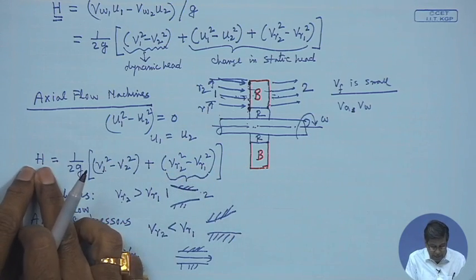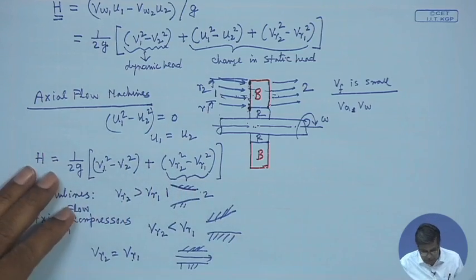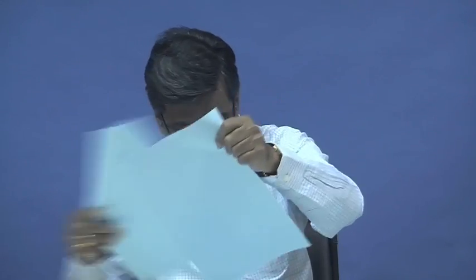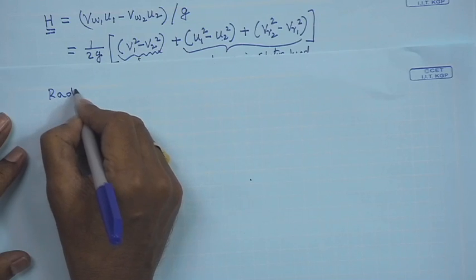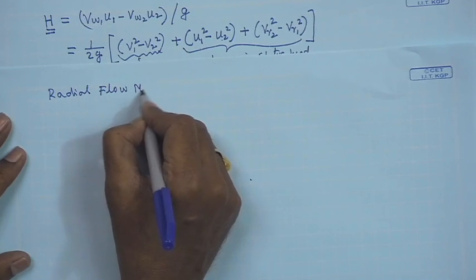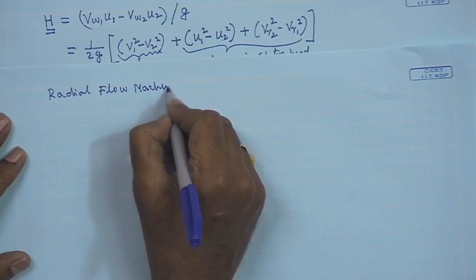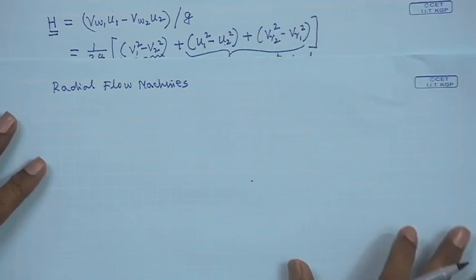So, the head interactions is only because of the change in the dynamic head. Now, next another type of machine is there, which is known as radial flow machines. Now, let us consider the radial flow machines. In radial flow machines, the main direction of flow is in the radial direction. It has very little component of axial flow velocity.